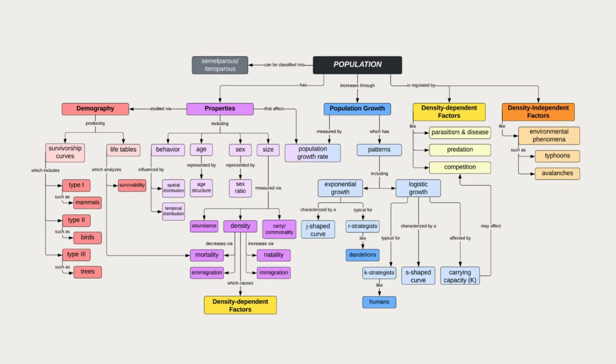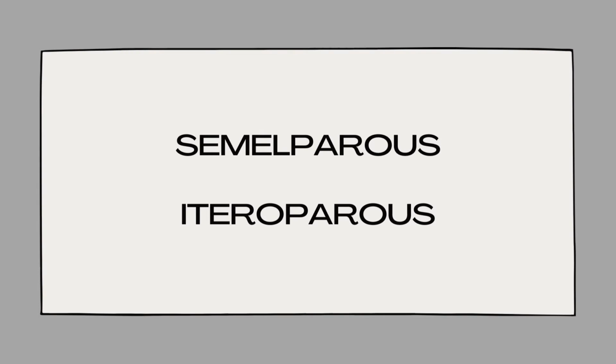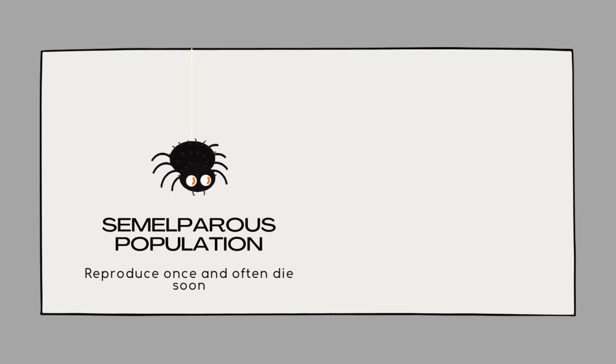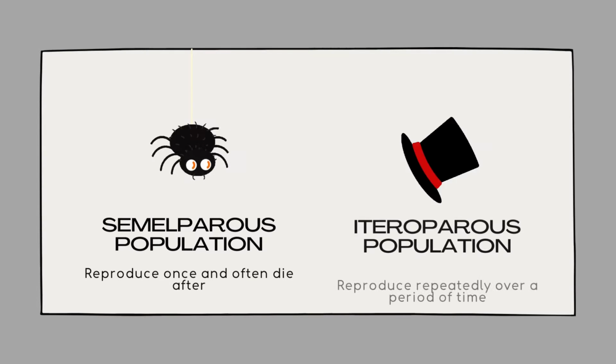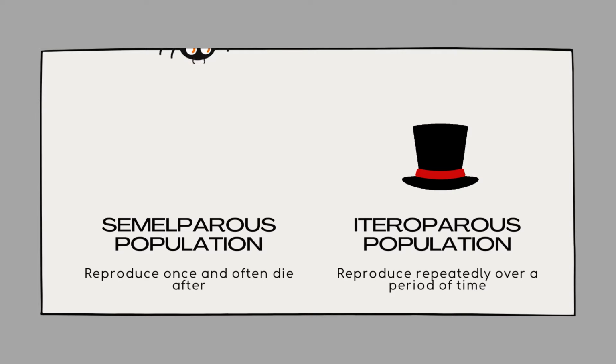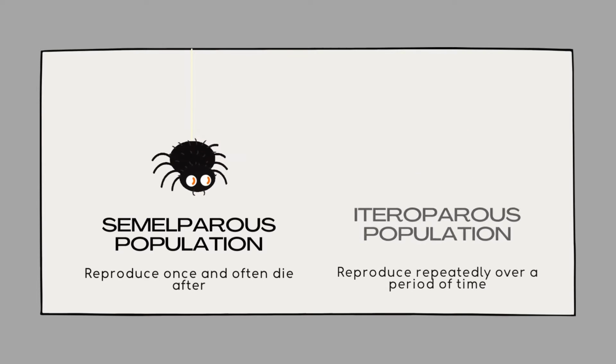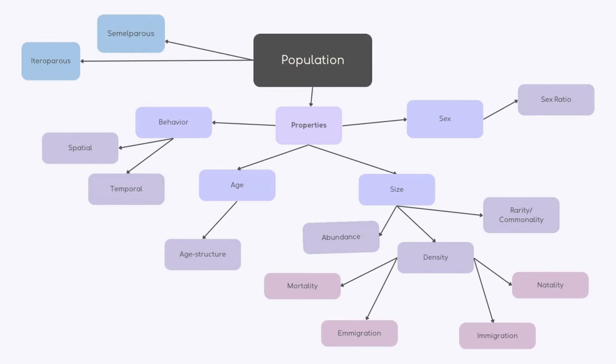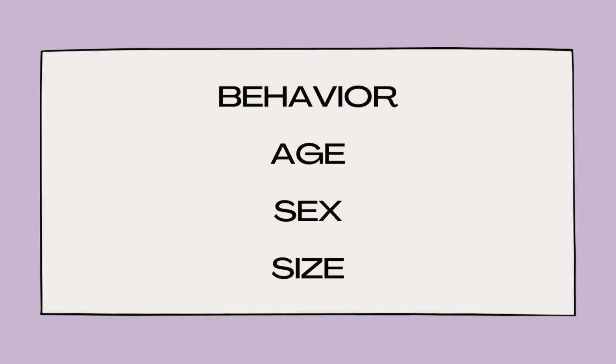It has properties that can be studied through demography, it increases through population growth, and it is regulated by density dependent and independent factors. Furthermore, a population can be classified as either semelparous or iteroparous. Semelparous species reproduce once and often die soon after, like insects, while iteroparous species reproduce repeatedly over a period of time, like mammals. But regardless of semelparity or iteroparity, a population will always have four distinct properties, namely behavior, age, sex, and size. Let us run down each of them.